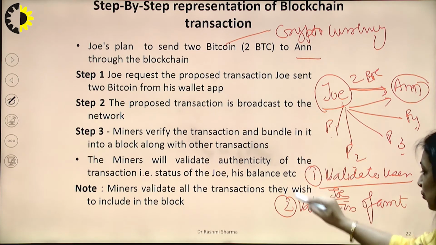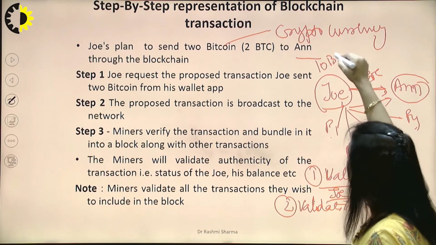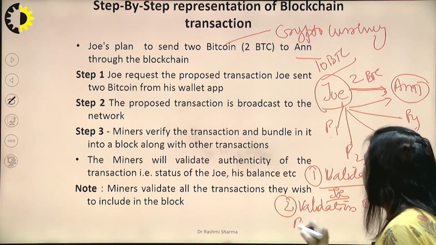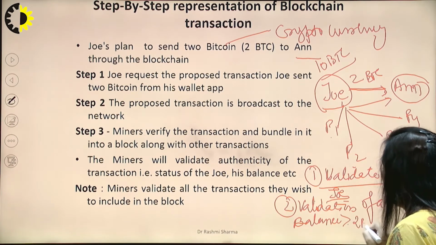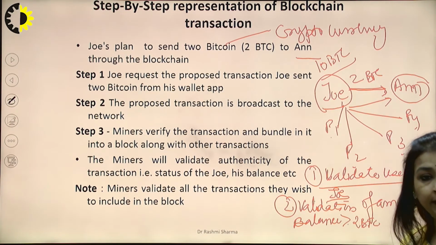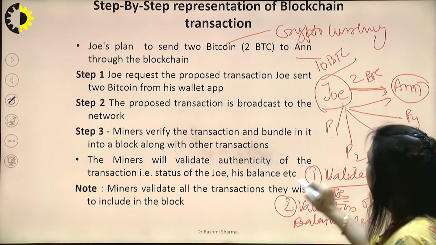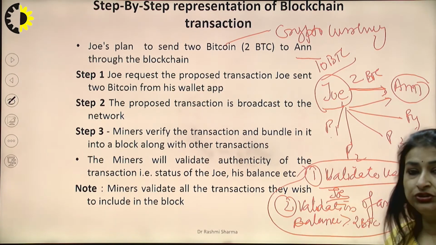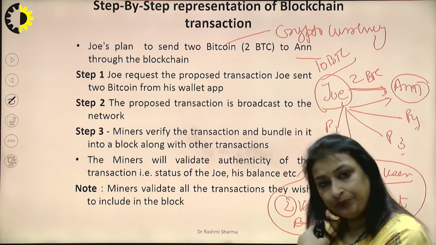Assume Joe has 10 bitcoins in his account and he wants to transfer 2. Obviously, the balance is greater than the 2 bitcoins which he wants to transfer to N. So this becomes a valid transaction. This has been validated that Joe is a valid user in that particular blockchain and Joe has the sufficient amount so that he can send it to N.